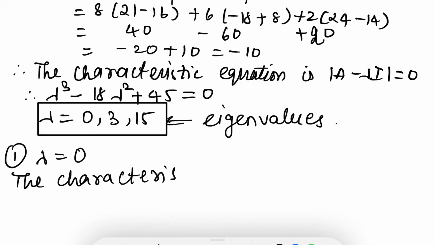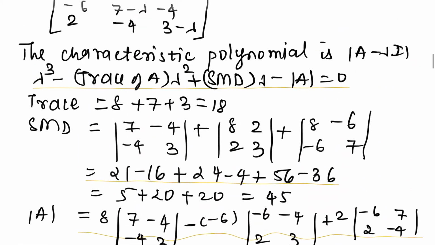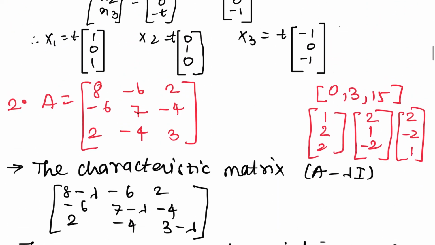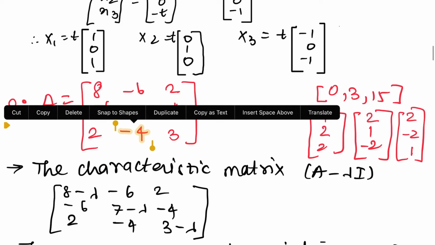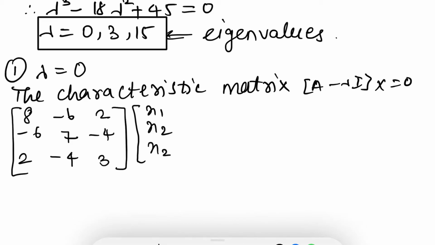The characteristic matrix is going to be given as A minus lambda I into x equals 0. So here, because our lambda is 0, whatever is our given matrix is going to be used here. I'll just copy the entire matrix. Let me just change the color as well. Okay, and this gets multiplied by x, which can be represented as x1, x2 and x3, and it is equal to 0. So 0, 0 and 0.